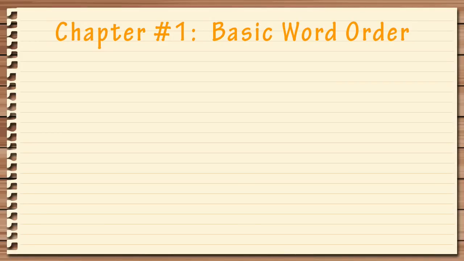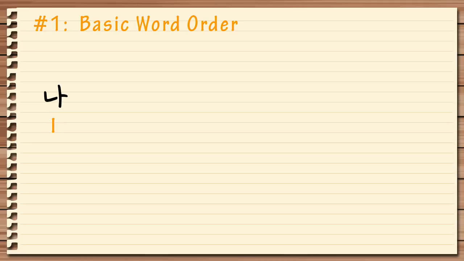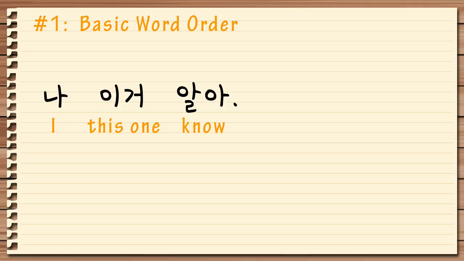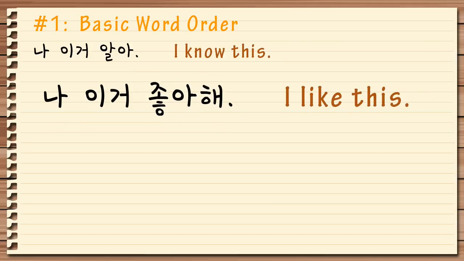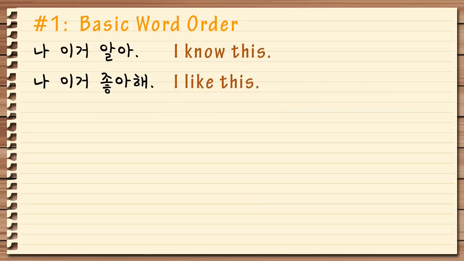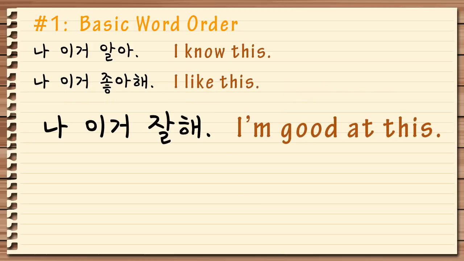Let's begin the lesson with the basic word order. 나 이거 알아, which means I know this. That's the basic order. Subject, object, verb. 나 이거 좋아해. I like this. 나 이거 잘해. I'm good at this.